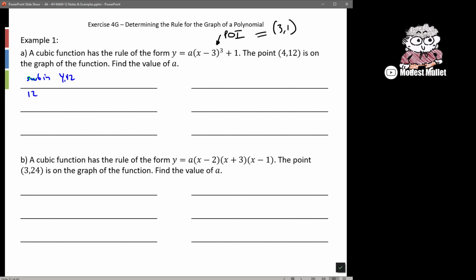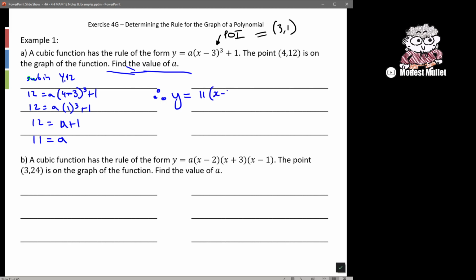So we'll get 12 is equal to a(4 minus 3) all cubed plus 1. We get 12 is equal to a(1 cubed) plus 1. So we get 12 is equal to a plus 1. So we get 11 is equal to a. So therefore, we can finish there because it just asks find the value of a. So you don't need to write out the full equation, but let's get in the habit of saying that, well, in this case, y is going to be equal to 11(x minus 3) all cubed plus 1.